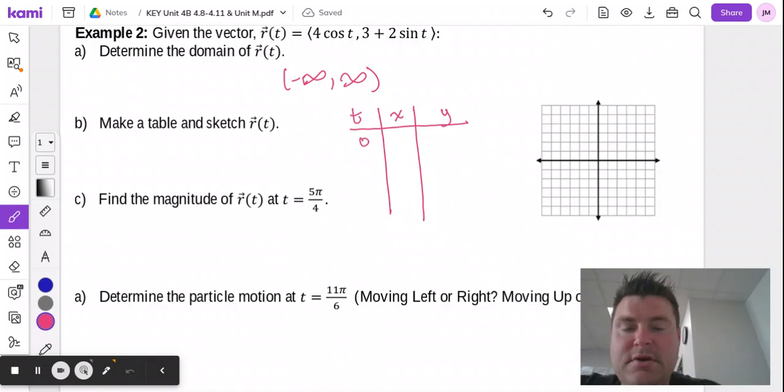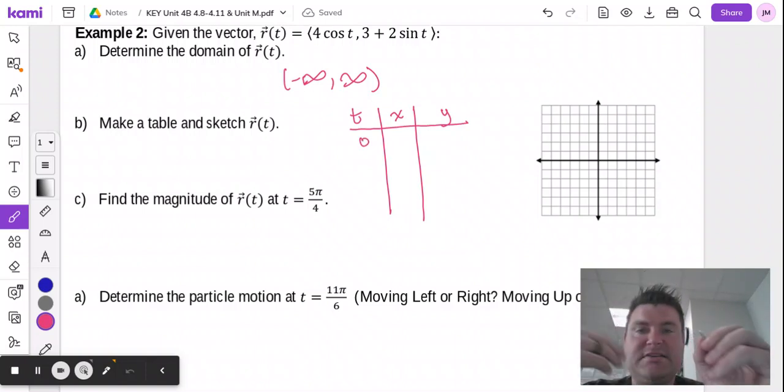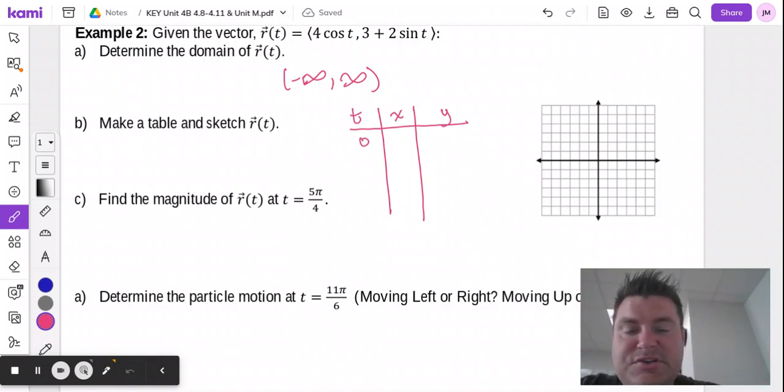Start with 0. When I plug in a 0 here for x, I'm going to get cosine of 0, which is 1 times 4. So we get 4. Plug in a 0 into sine, I'm going to get 0, so I'm going to end up with 3.